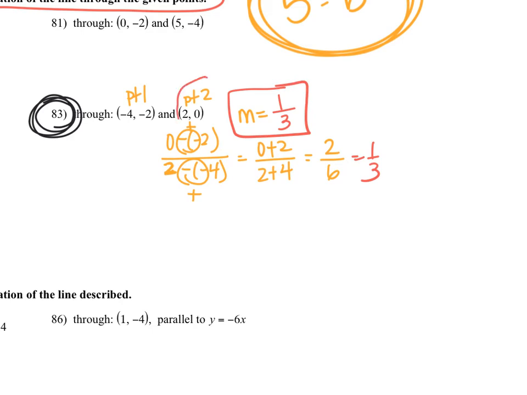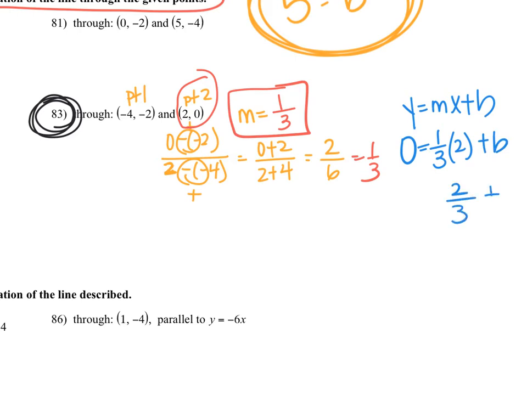I think 0.2 is an easier point to use. So I'm going to plug in what I know. So y equals mx plus b. I'm going to plug in my m, my x, and my y. So plus b. So this is 2 over 3 plus b equals 0.